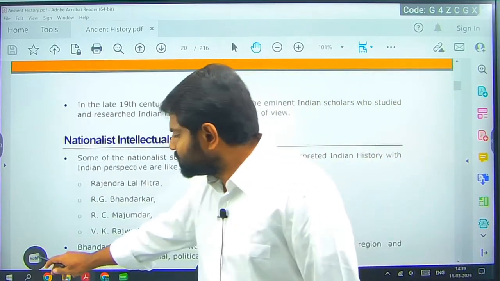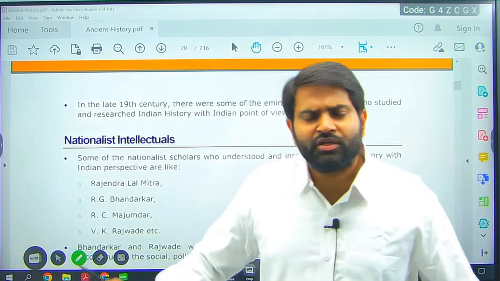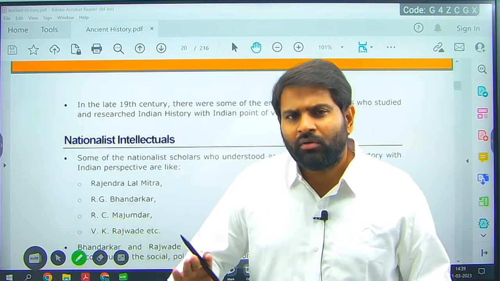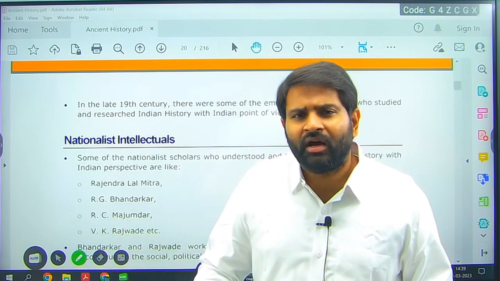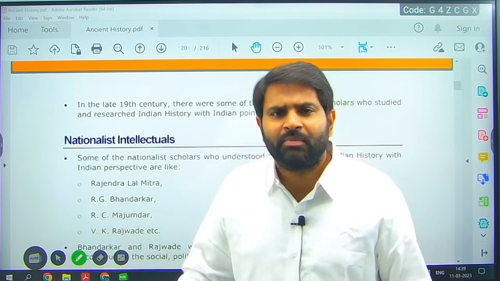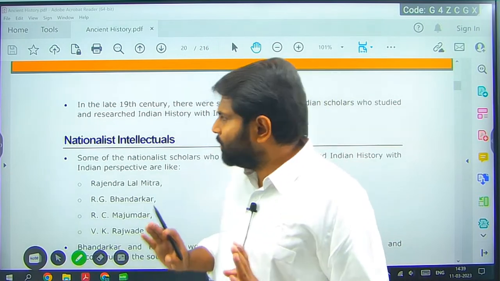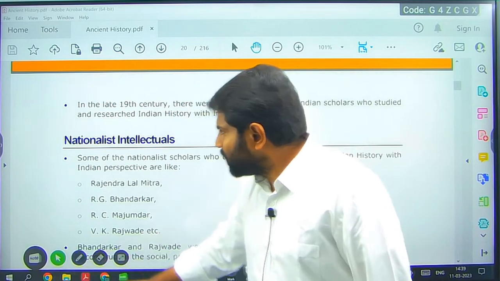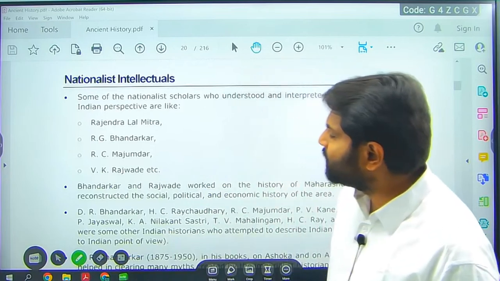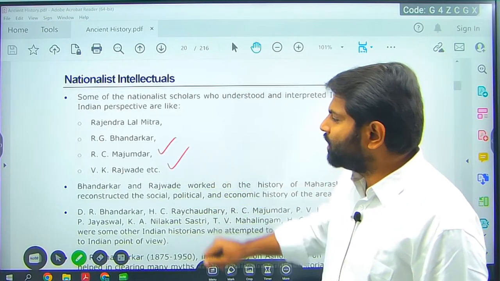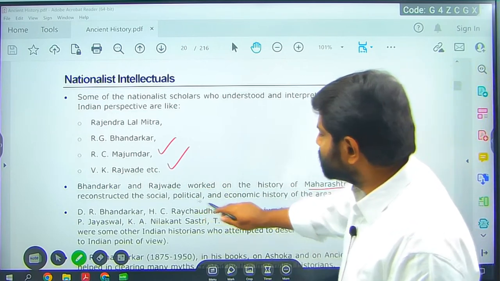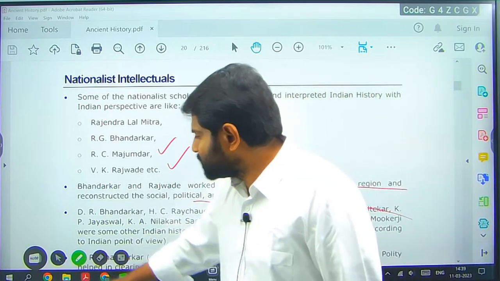The intention is not to discuss every thinker; the intention is to tell you that imperial historians are biased. In the same way, Muhammad of Ghazni came, but when Alberuni's texts are taken as reference, historians accepted his non-partisan attitude and accepted it as a source of our history and timeline, but still we have problems with this. If you talk about national intellectuals who understood Indian history, some are Rajendra Lal Mitra, R.G. Bhandarkar, R.C. Majumdar and Rajwade. Bhandarkar and Rajwade worked on the history of the Maharashtra region and reconstructed the social, political and economic history of that particular area specifically.